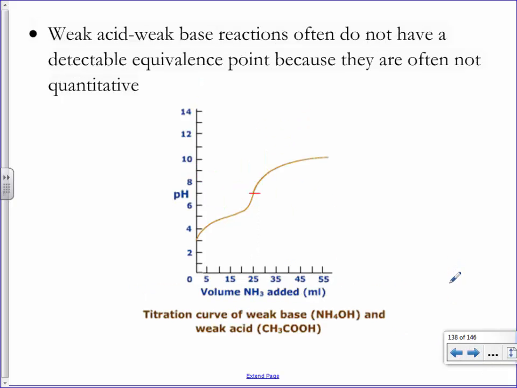What if you have weak acids and weak bases reacting with each other? Well, then you end up getting a graph that looks something like this, where there's not really much of a sharp change. It doesn't have a nice little twist to it. It just slowly but surely goes uphill. And the phrase we'd say here is, it doesn't really have an equivalence point. It does not have one because they're often not quantitative. These things are usually still at equilibrium.